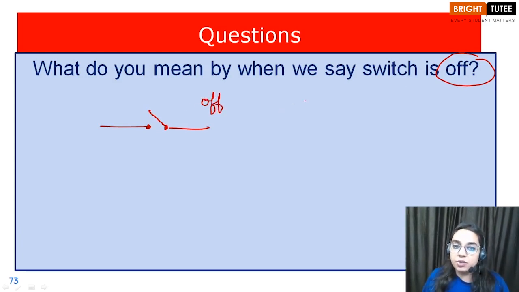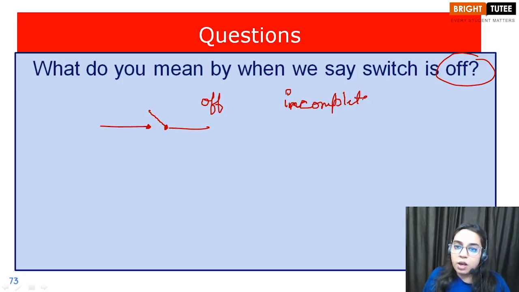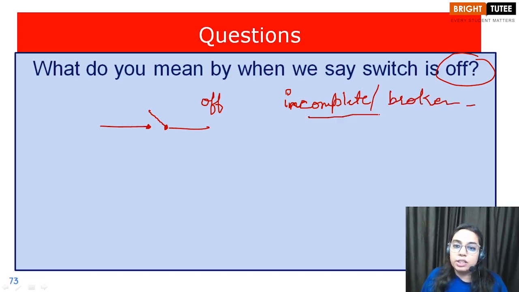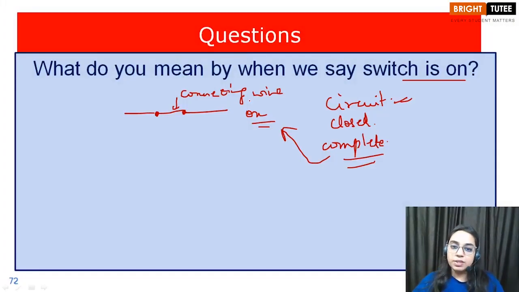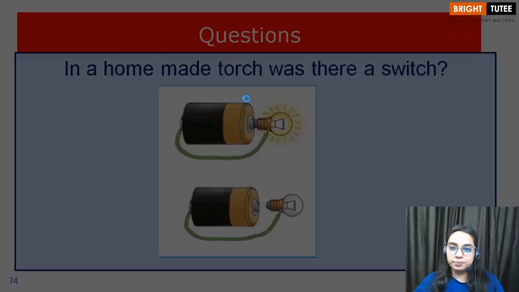And in this case children, the circuit is incomplete, or we say it is broken. Then children, in this case the current will not flow through the circuit and we say that the switch is in off position. Okay children, so let's move to the next question.